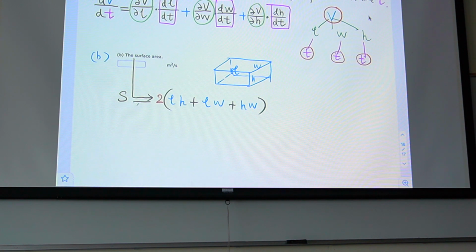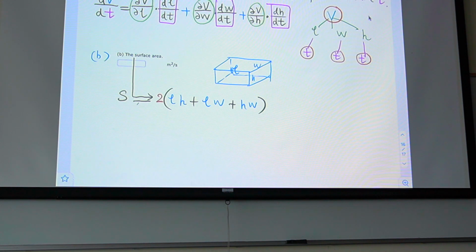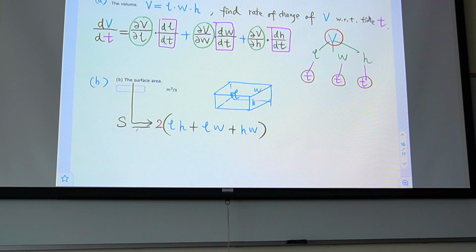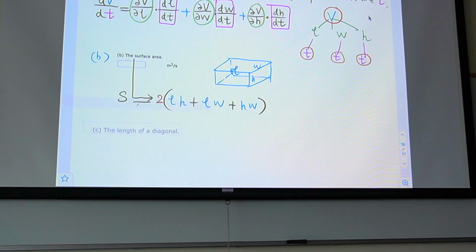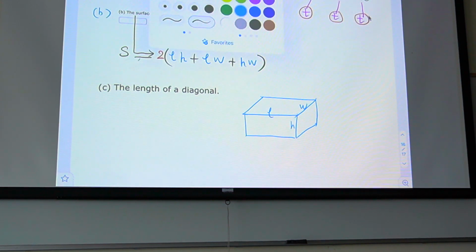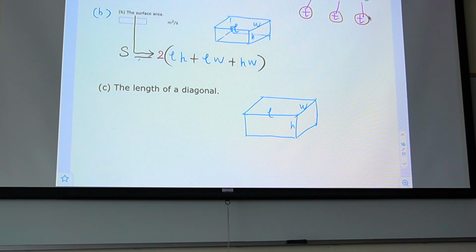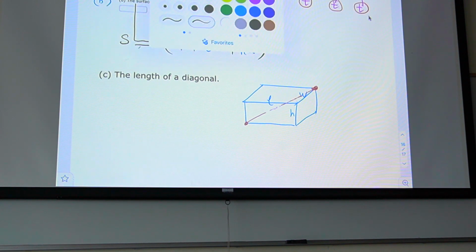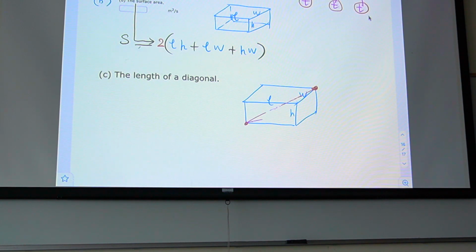And then the rest is similar. What about part C? The length of a diagonal. What's the length of the diagonal? Yeah, the Pythagorean thing. If this is L, this is W, and this is H, what will be this diagonal over here, from this to this? To help you think about it, let's draw this diagonal right here.